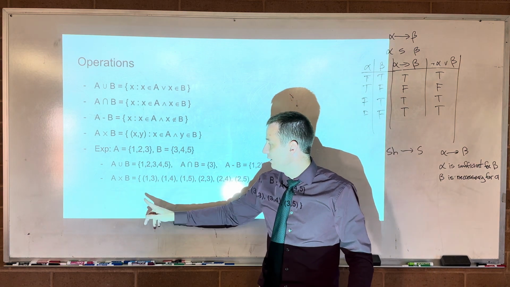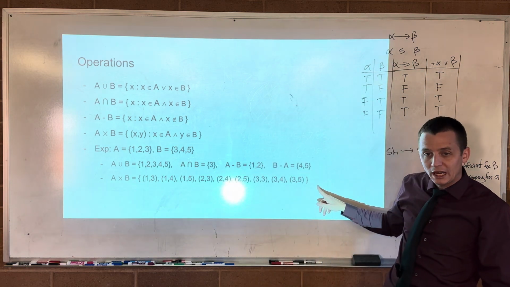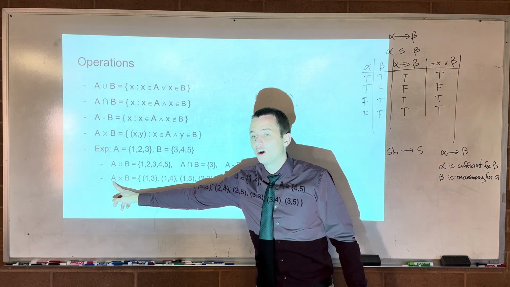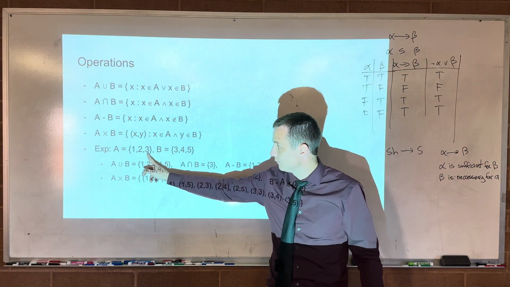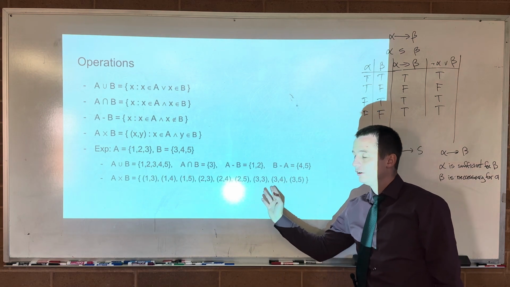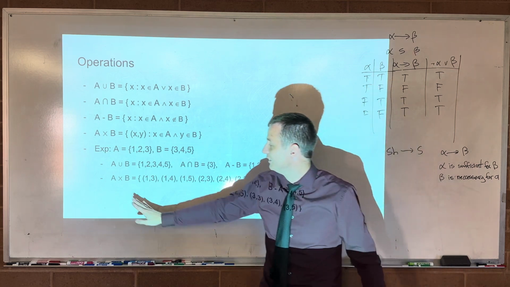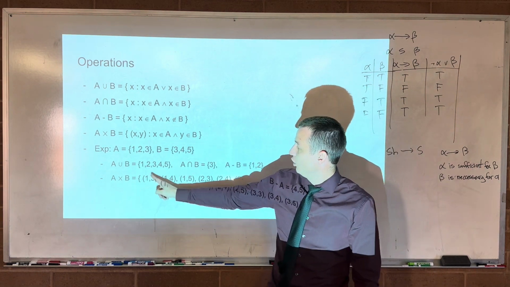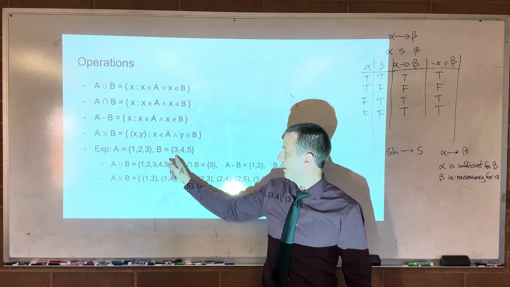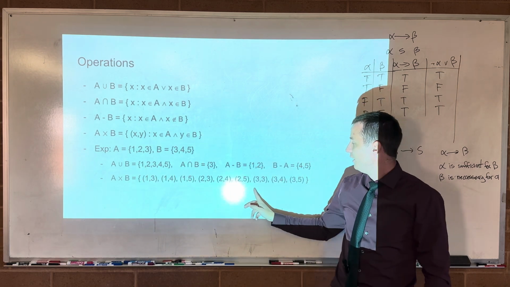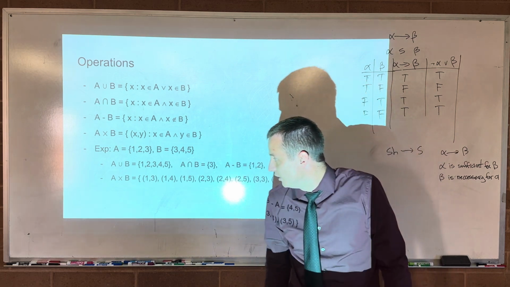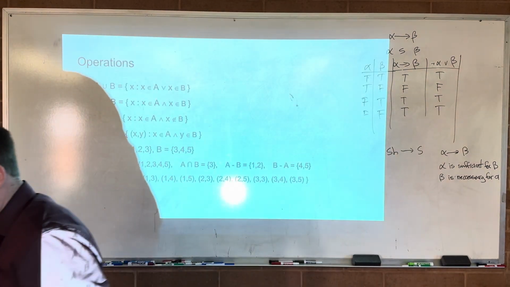Now A cross B is the set of all the ordered pairs we can create where our left-hand element comes from A and our right-hand element comes from B. So B cross A would be the exact opposite. It would be 3, 1. Flip all these around. Right. So A cross B, we have 1 paired with 3, 1 paired with 4, 1 paired with 5. Then we have 2 paired with 3, 2 paired with 4, 2 paired with 5. Then we have 3 paired with 3, 3 paired with 4, 3 paired with 5. There's A cross B. So those are our basic set operations.